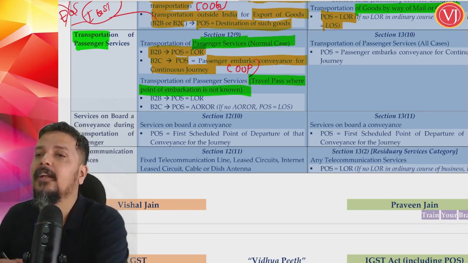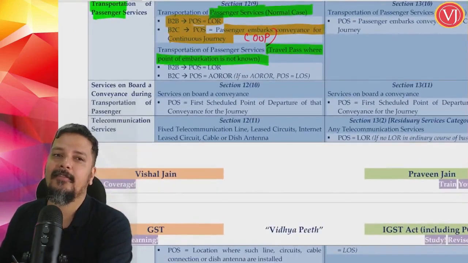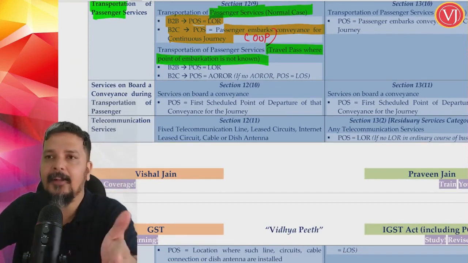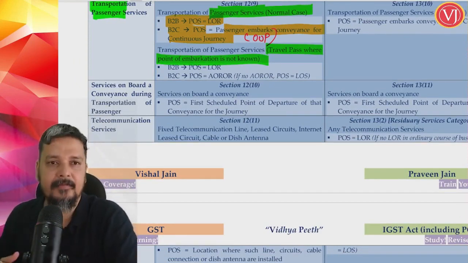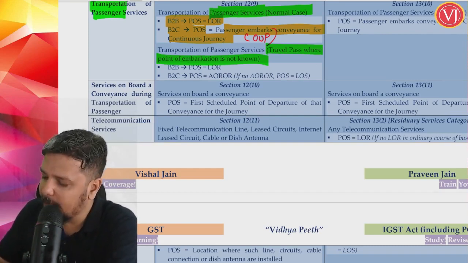What is the difficulty with respect to passes? With respect to passes, you don't know your entry point. Every time it will change. There is one contract, but you are going to travel multiple times. So here, with respect to B2B, there's no issue.